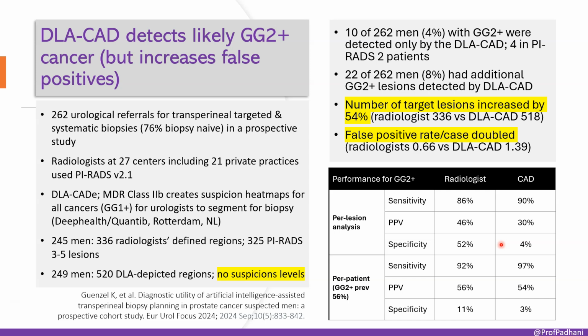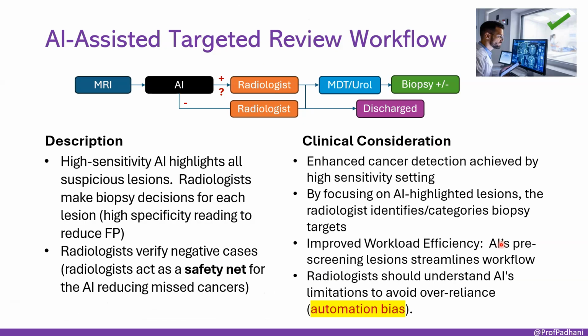A tricky balance. Okay, then slide 32 described a third option, the AI-assisted targeted review workflow. This sounds like it tries to blend elements of the others. Exactly. It's kind of a hybrid approach. In this model, you start with a high-sensitivity AI pre-screening the MRI studies. It highlights the potentially suspicious lesions. Okay, AI finds the potential targets first. Right. Then the radiologist focuses their detailed review and subsequent biopsy planning primarily on these AI-flagged areas.